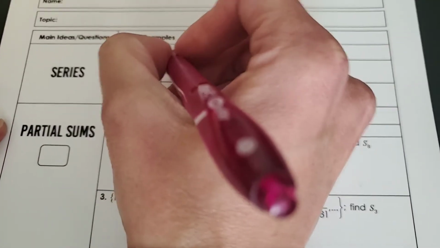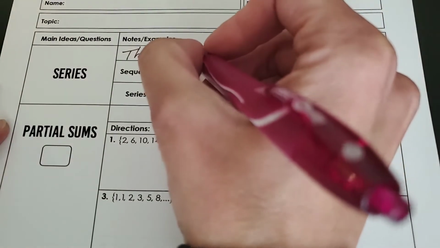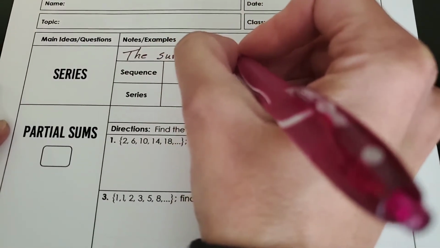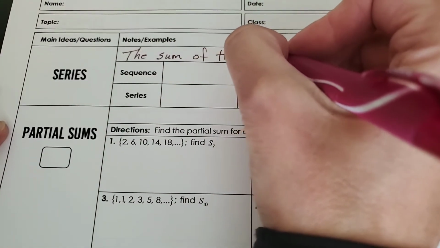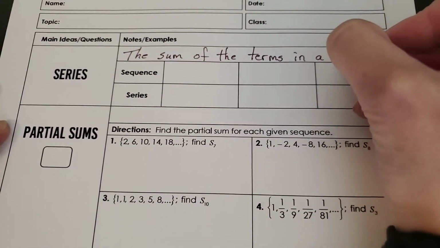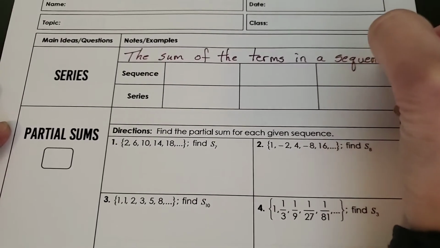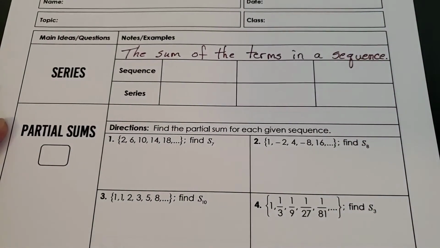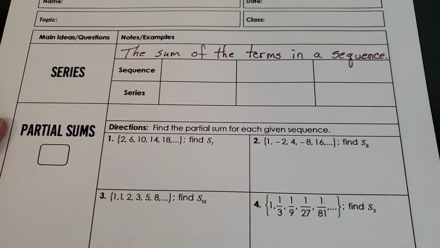So a series is the sum of the terms in a sequence. So you're adding them up. So let's look at a couple of examples.